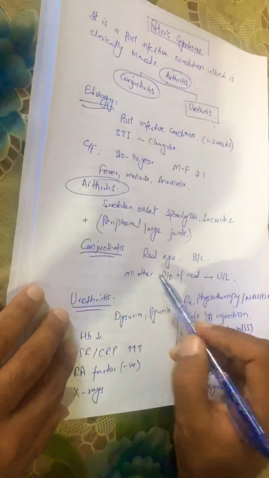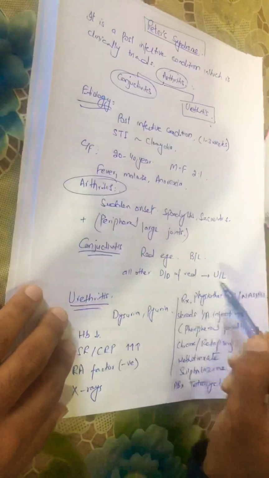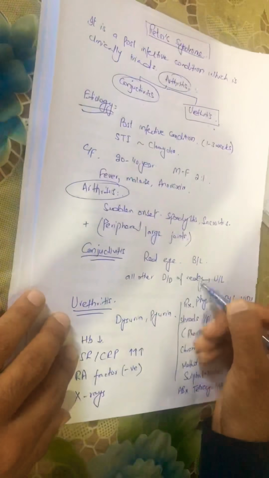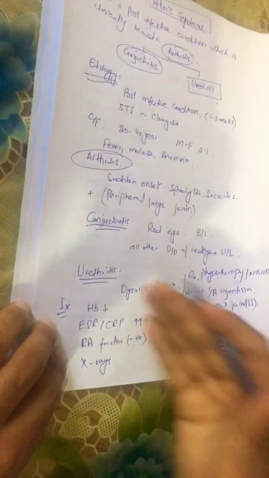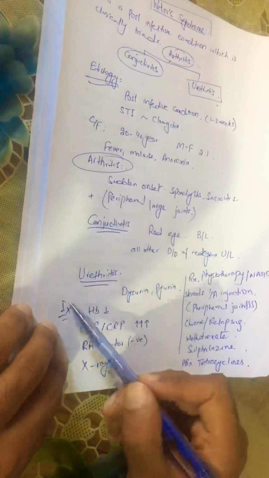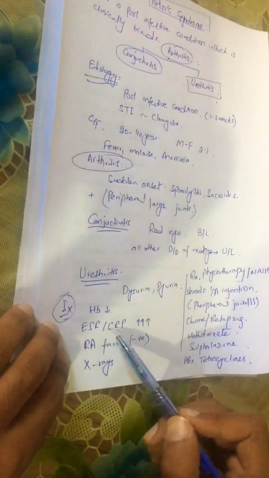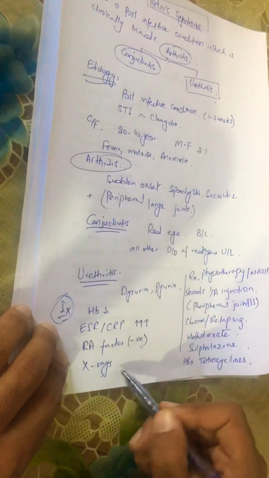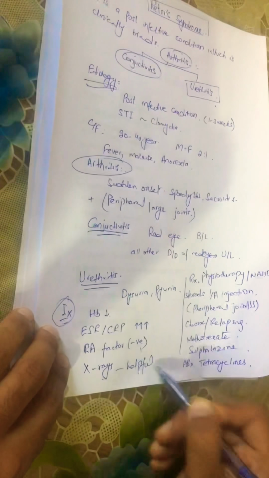In conjunctivitis, it causes red eyes, bilateral. In all other causes, red eyes are usually unilateral. In urethritis, dysuria and pyuria. Investigation: hemoglobin decreased, ESR, CRP raised, RA factor negative, and X-rays are helpful.